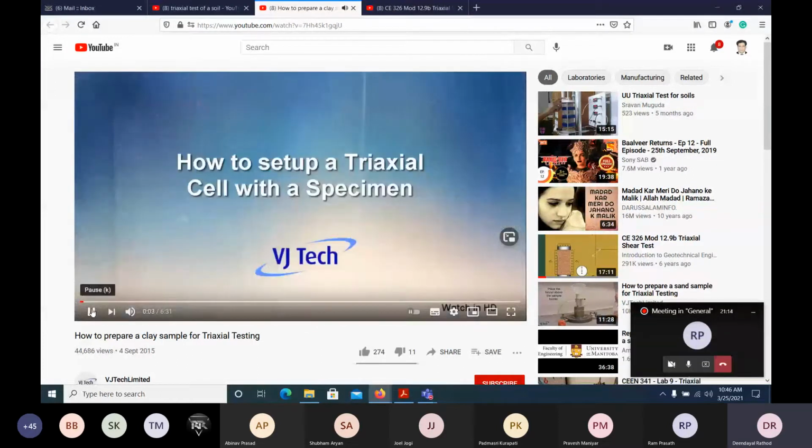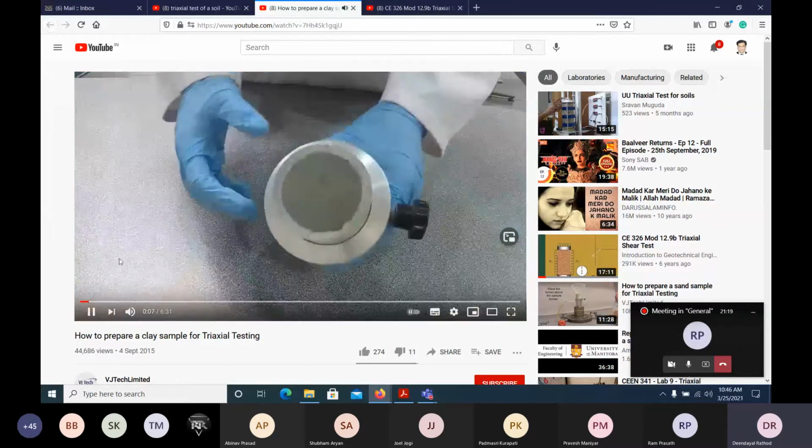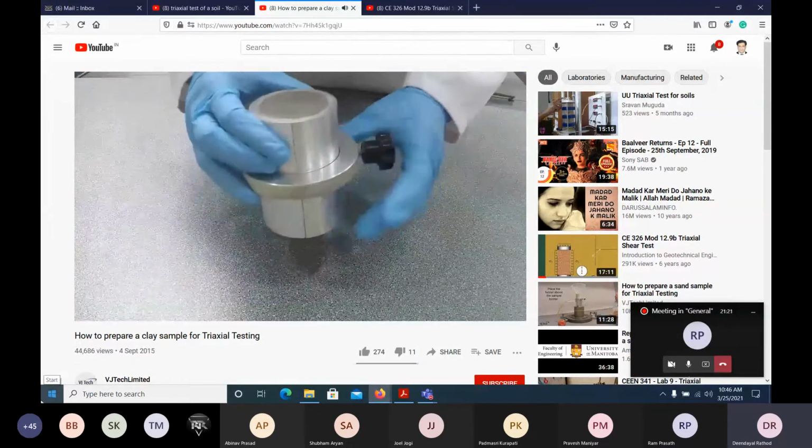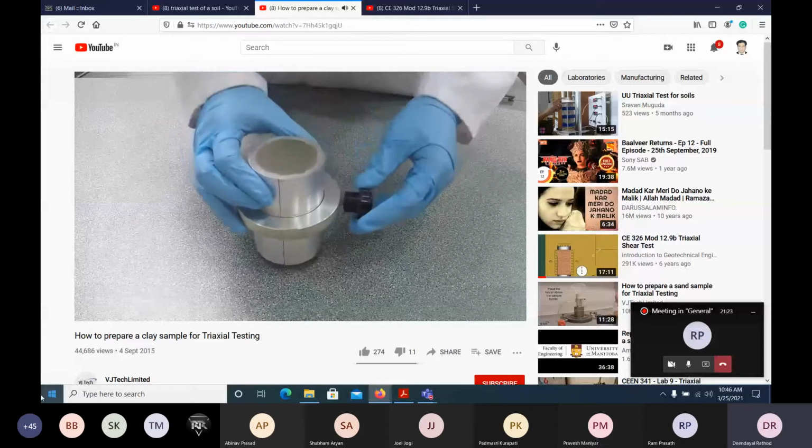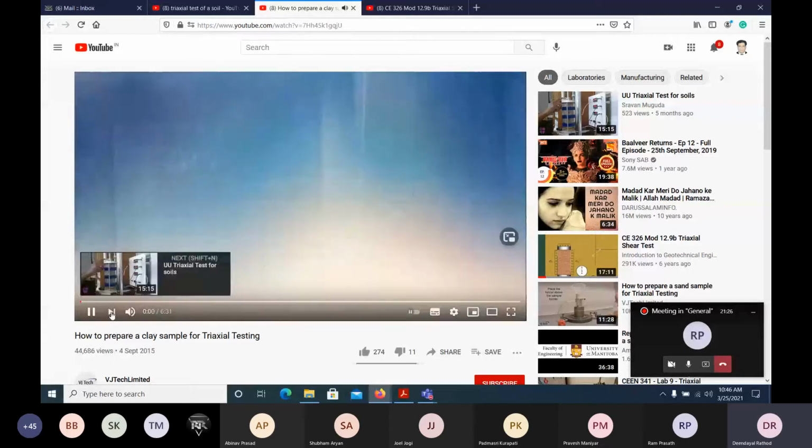So this anyway you will do in the laboratory when you come to NIT. And if you want to study abroad, you have to prepare your specimen in accordance with the standard and do these tests. Okay. So learn it.